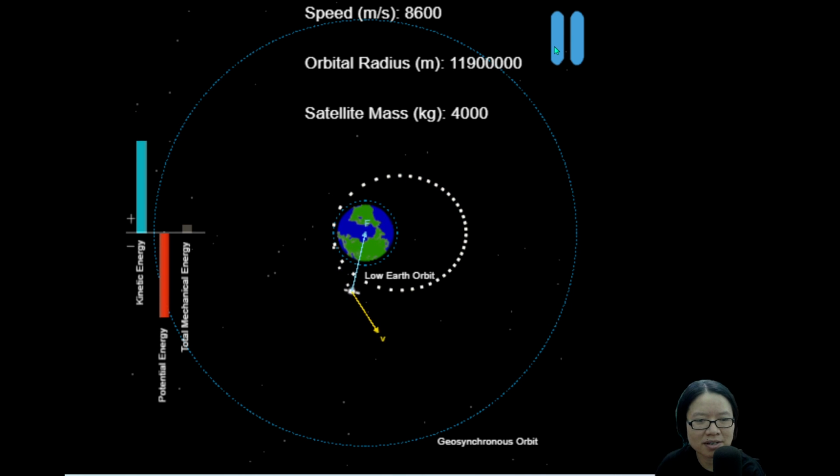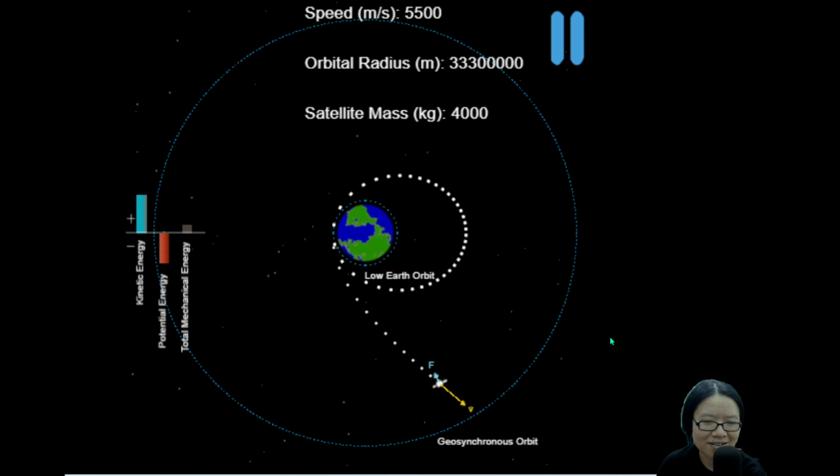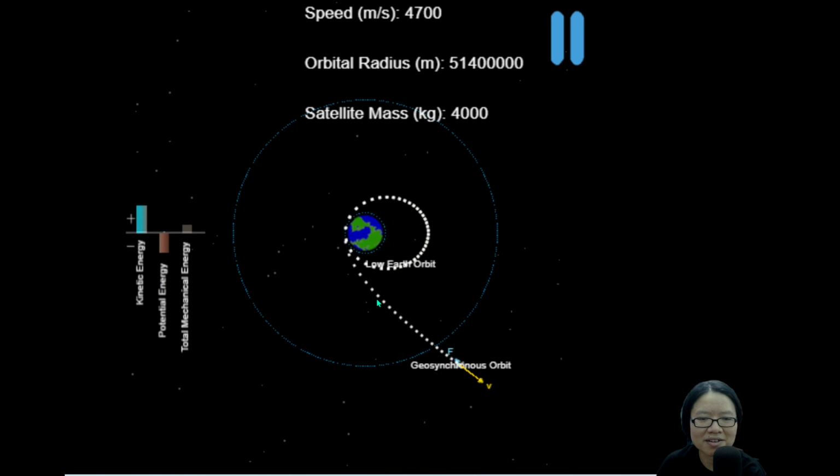So let's look at this satellite. The satellite is like, I have enough energy. Bye-bye. You can see the satellite is actually nicely traveling away. Okay, so what orbit you take, let me pause a bit.